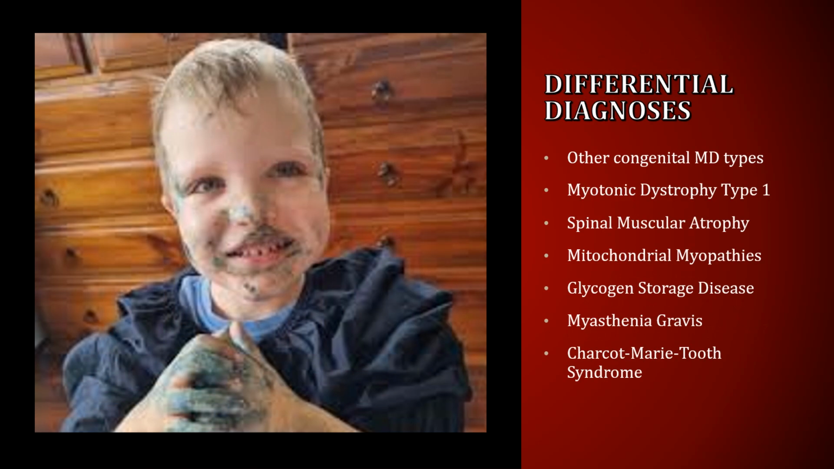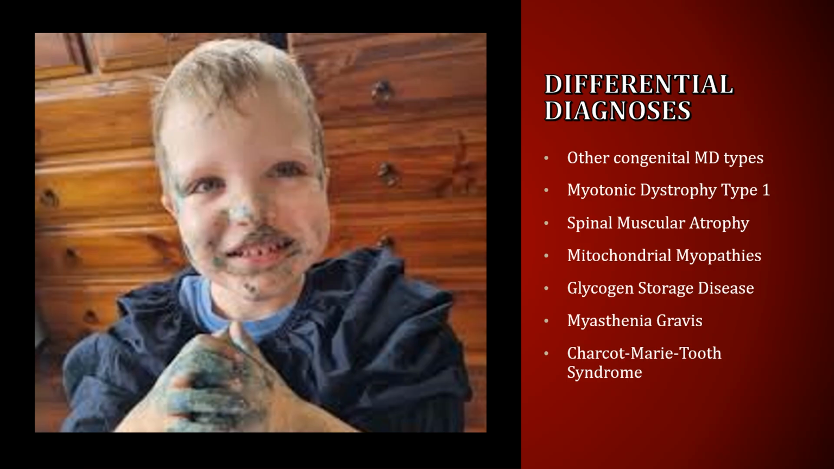Now here you see a host of different differential diagnoses: other congenital muscular dystrophy types, obviously myotonic dystrophy type 1, spinal muscular atrophy, mitochondrial myopathies, glycogen storage disease, myasthenia gravis, and Charcot-Marie-Tooth syndrome.